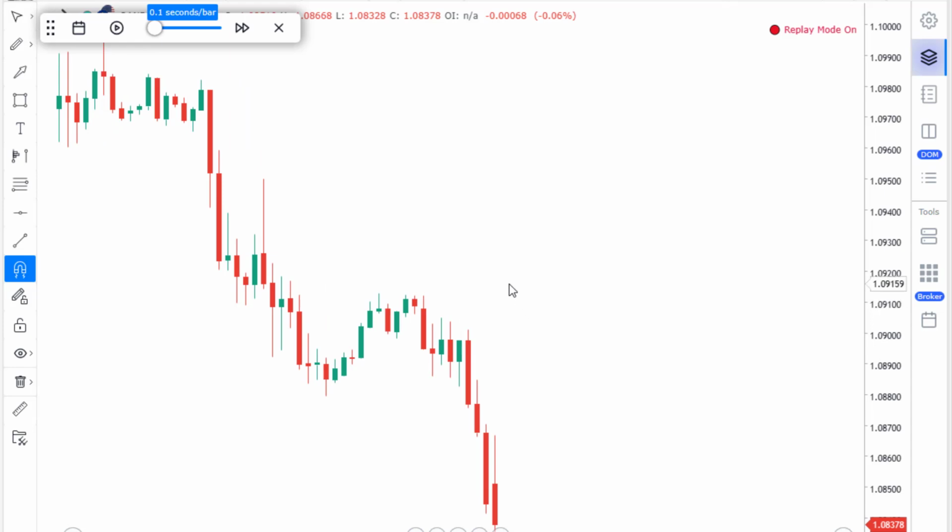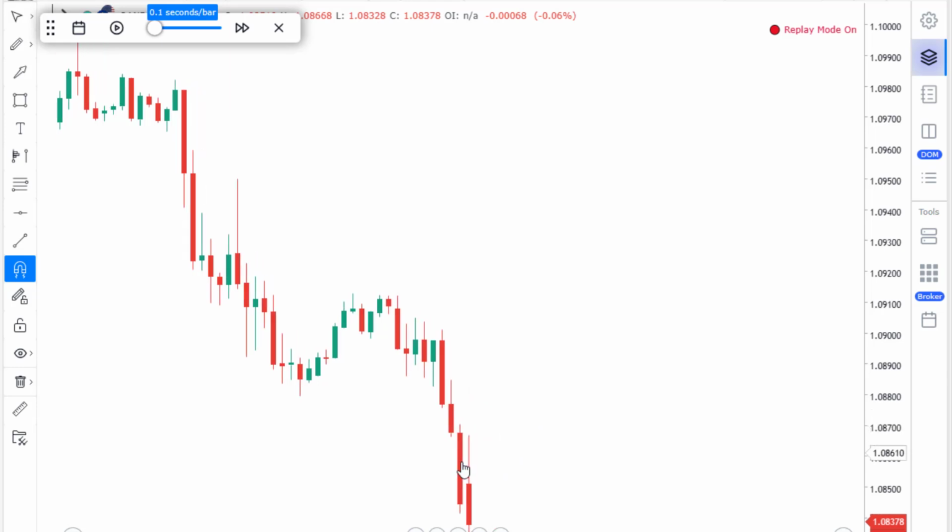So in order to identify a supply zone in this situation, what you do is you identify the last candle. So this is the last green candle that was formed before this strong bearish move, and you can see that from here we have very strong bearish candles indicating the presence of banks and all of that.